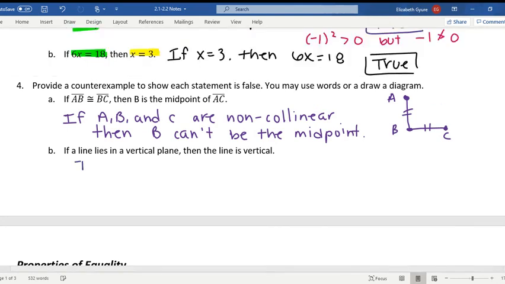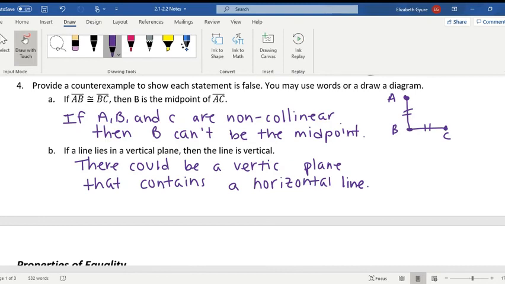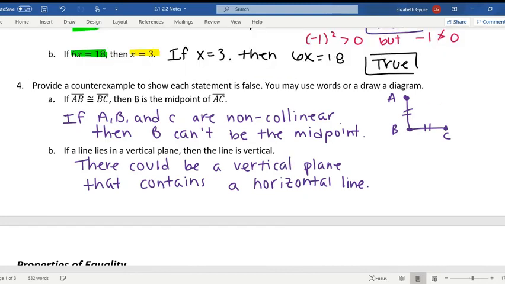So there could be a vertical plane that contains a horizontal line. Again, this is just one counterexample. There are several things you could say. If you're ever not sure if you can say it, ask.